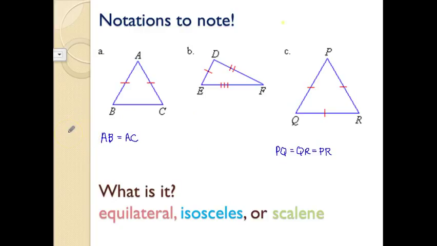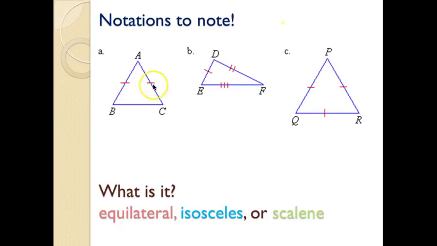Now, let's also talk about different types of triangles. I actually have three different types of triangles on this slide. One is equilateral, one is isosceles, and one is scalene. So I'm going to get rid of the notations that I have. So let's look at this first triangle.